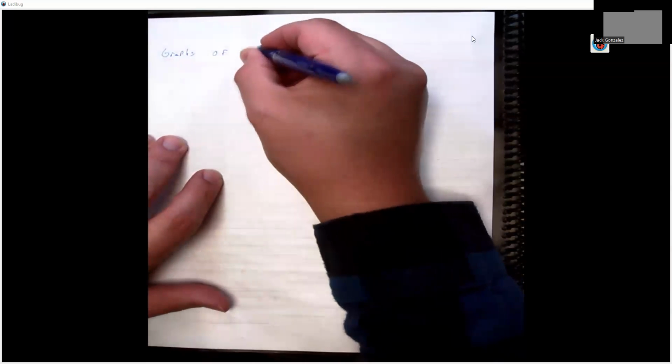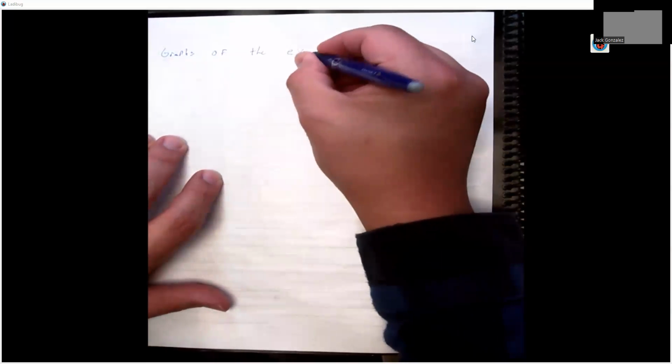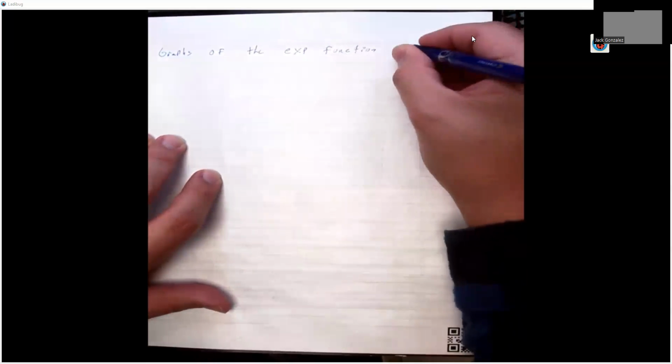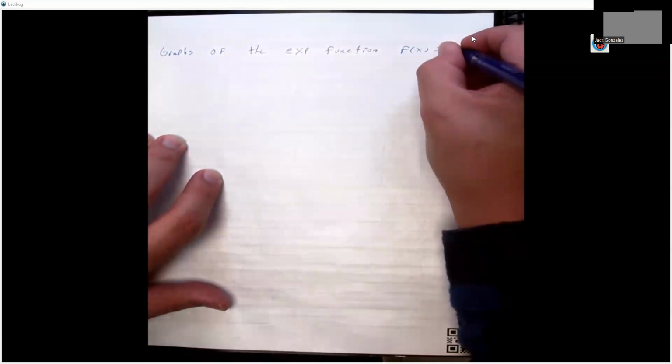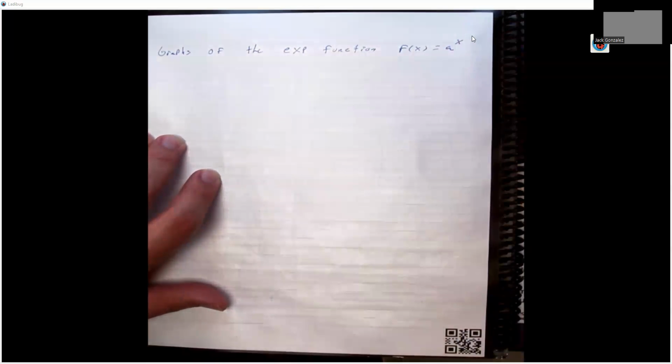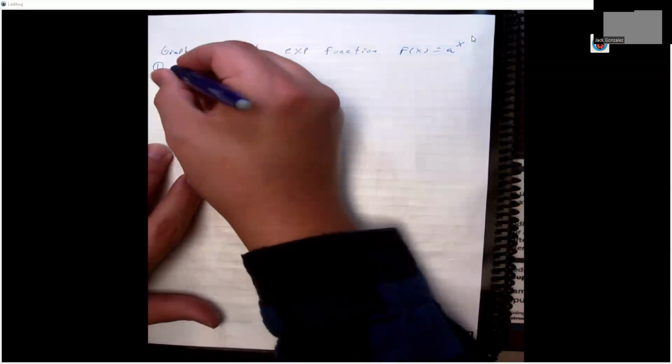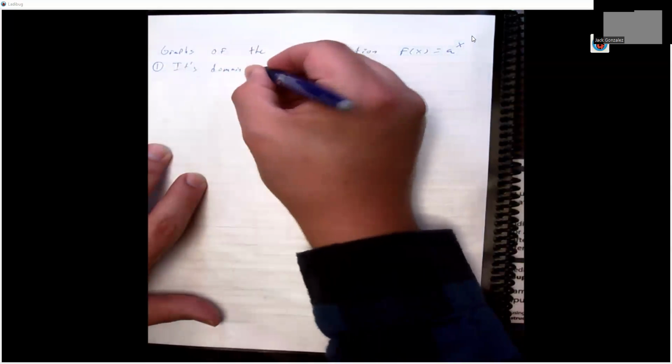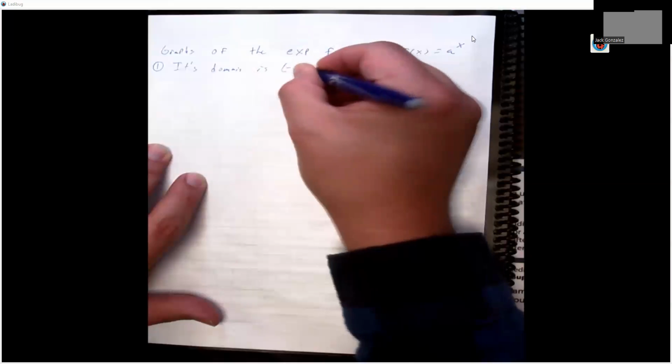So let me give some more information on the graphs of exponentials. I'm not going to make a graph by hand, but just in case, you would need this information. The graphs of the exponential function f of x equal to a to the x. Okay, so the first property is its domain is negative infinity to infinity.